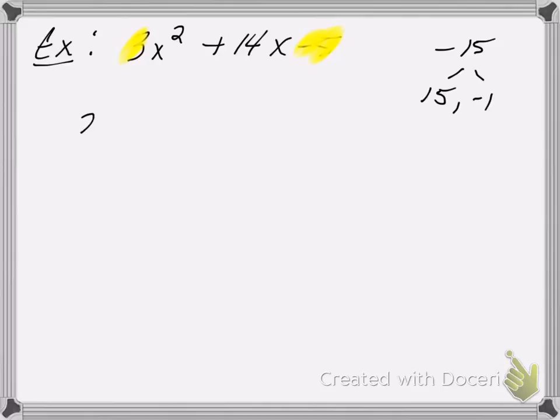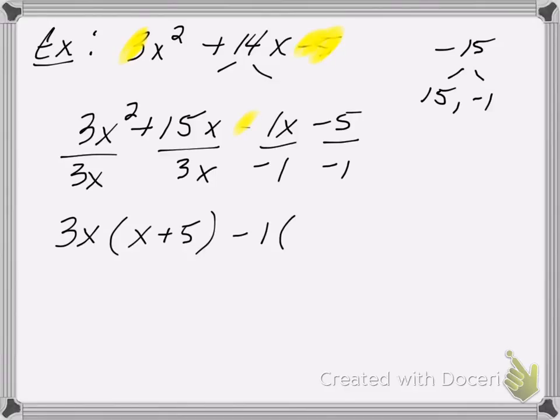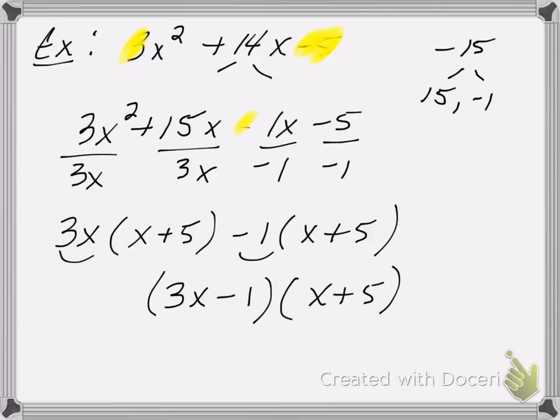So those numbers work. When you find out that those are the numbers that work, we will take the middle and split it into 15x minus 1x. We'll factor out a 3x out of the first pair. And the second pair is going to be negative 1. Really important that you notice again the negative right there. That means your GCF here will be negative as well. So you have 3x times x plus 5 minus 1 times x plus 5. Just like always, the parentheses match. You end up with 3x minus 1 times x plus 5.